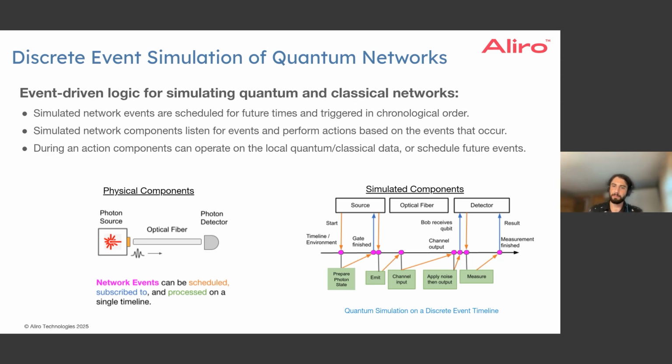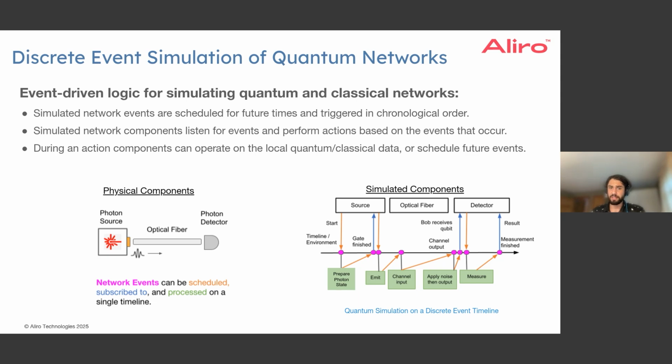This timeline in the middle is our event queue and just schedules and processes all of the events that happen in chronological order. So at the start of the simulation, the source might trigger its emit process. This means that it'll prepare the photonic quantum state that it's going to emit. That might take up some time, so it'll schedule a future event for when that preparation is finished. When the preparation is finished, the source listens for that event and then emits it to the next component.